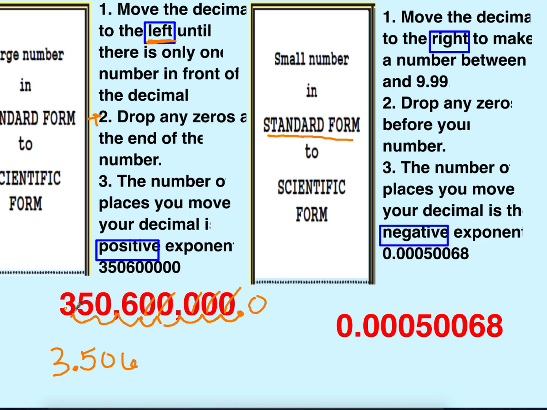So I move my decimal until I have one number between 1 and 9. So I stopped it here right after the 3. 3.506. And then that's going to be times 10. And the number of places I moved my decimal is the positive exponent. So that's going to be times 10 to the power of 8 because I moved it 1, 2, 3, 4, 5, 6, 7, 8 times. I'm done. There's nothing else that I need to do. This is a number written in scientific notation.